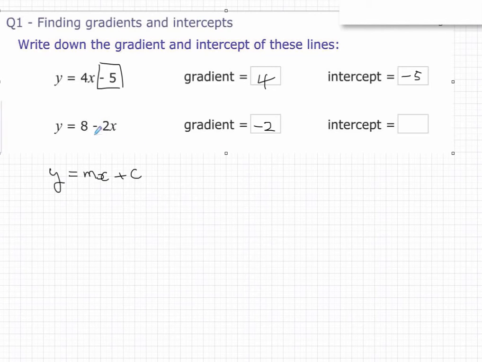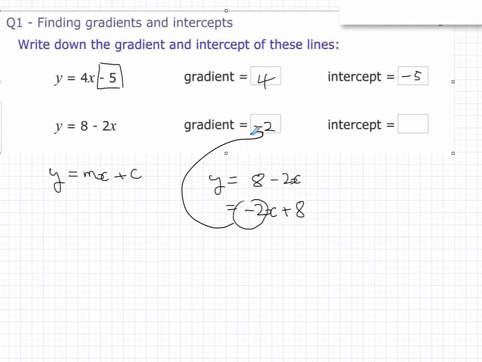Now when I said the end, I shouldn't have really meant that. You've got to rearrange it. So here we have y is equal to 8 minus 2x. So we rearrange it to make it minus 2x plus 8. We can see that the gradient is minus 2, which I've already got, and the intercept is 8.